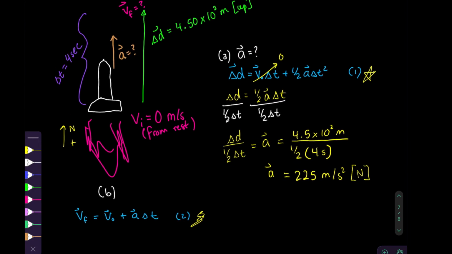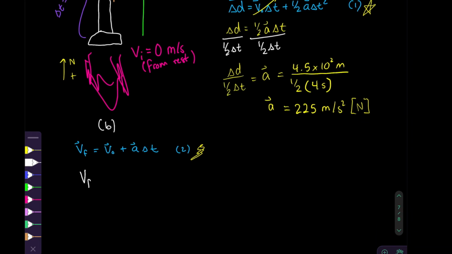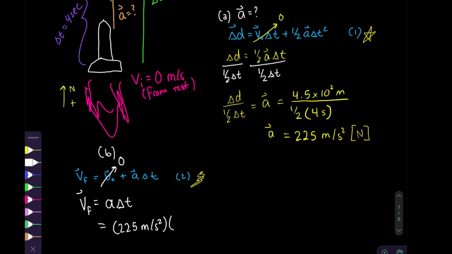The only thing that we need to be careful with is our convention of up is positive, down is negative. So let's put in the values carefully. Our final velocity equals, well, our initial velocity started from rest, so that's 0. And our acceleration was north, so we can take that as positive. And putting in the values that we calculated, 225 meters per second squared, and the time interval was 4 seconds.